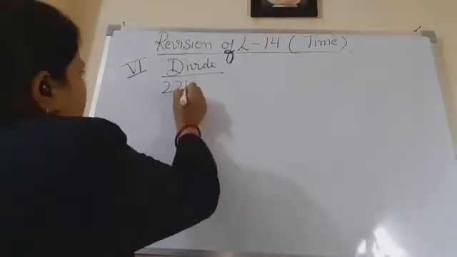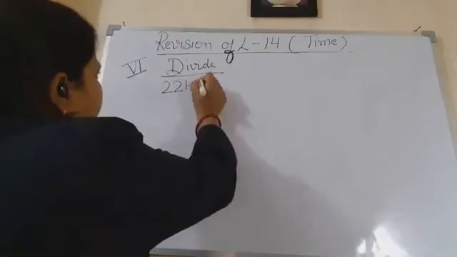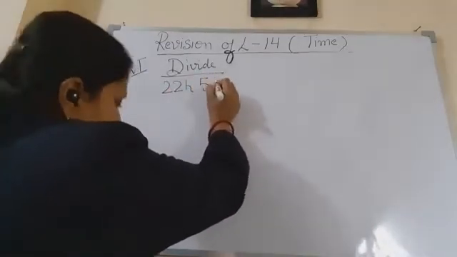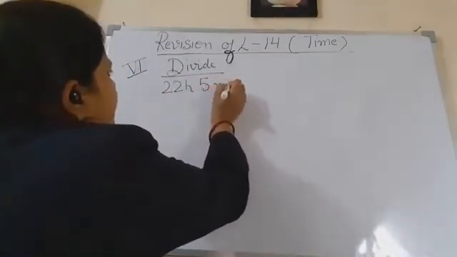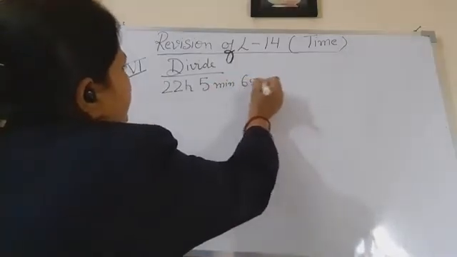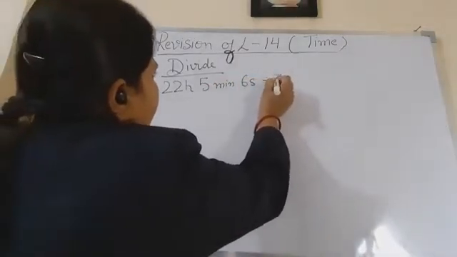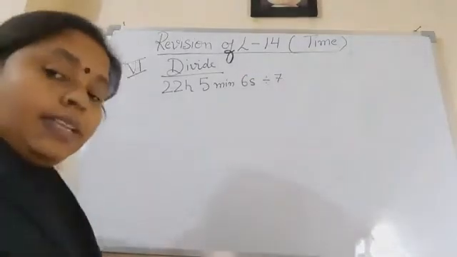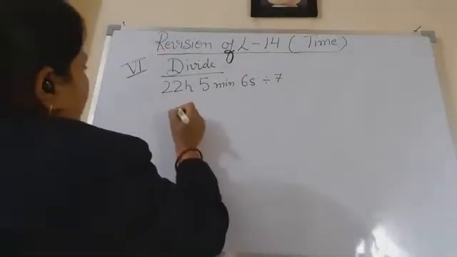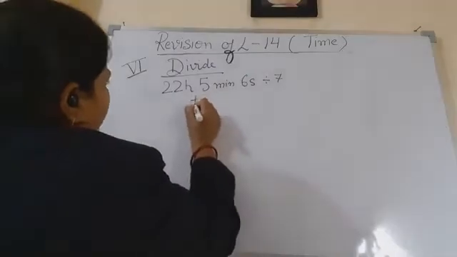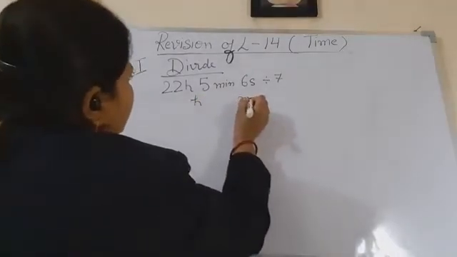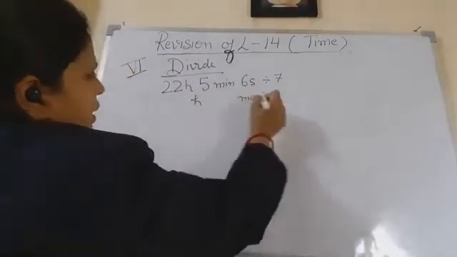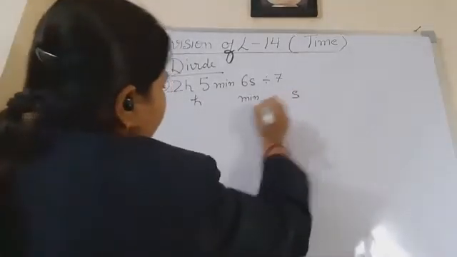22 hours 5 minutes 6 seconds by 7. So how are we going to divide this time by 7? Let us see. First of all, let us make 3 columns. First of hour, then second of minutes, and third of seconds.